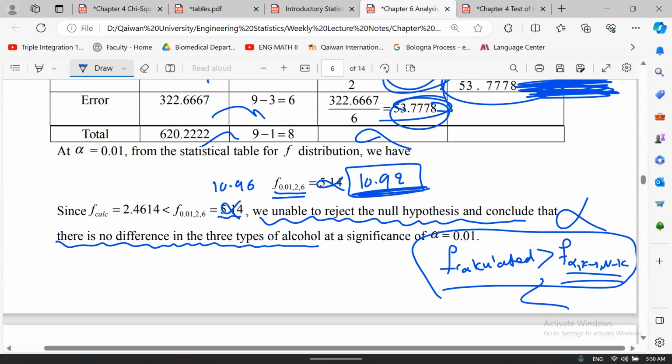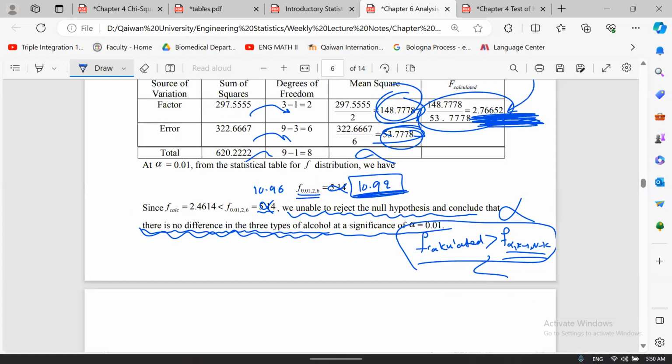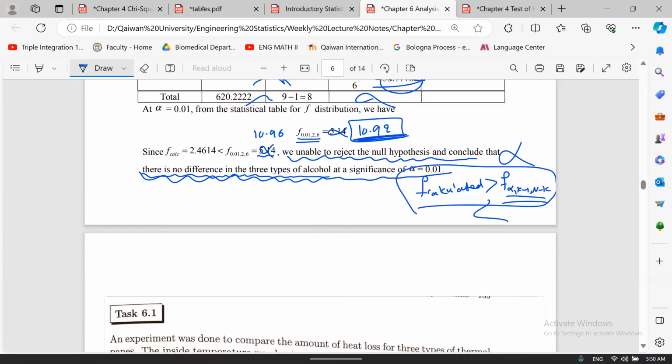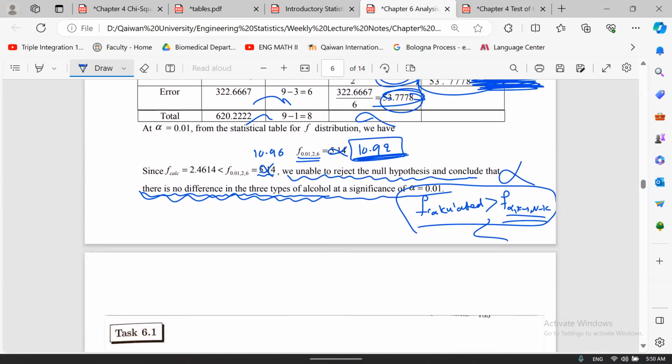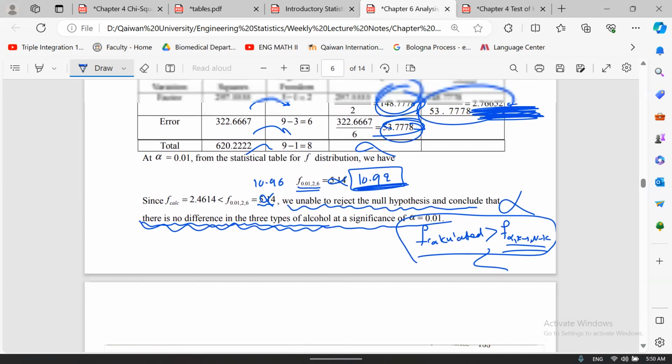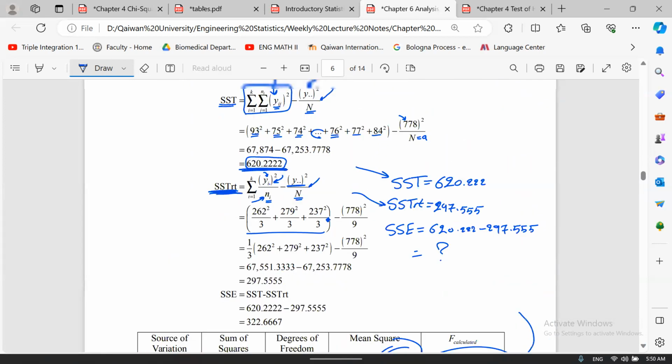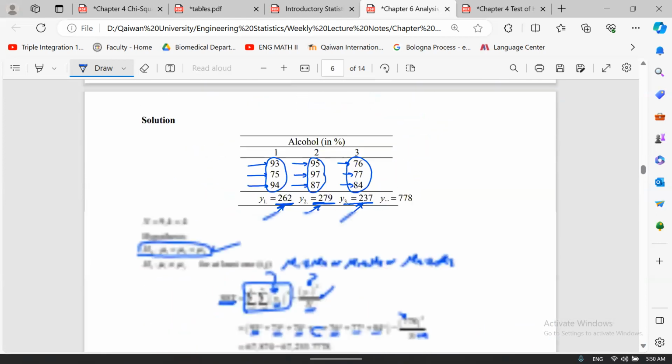Okay. There is no difference in the three types of alcohol significance. That's it. That's how to solve questions. Okay? You should know the rules here. The rules will not be given during exams. You should know them. And recognizing the questions is easy. It's so easy. Okay?